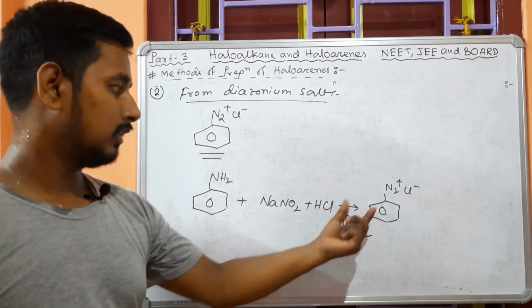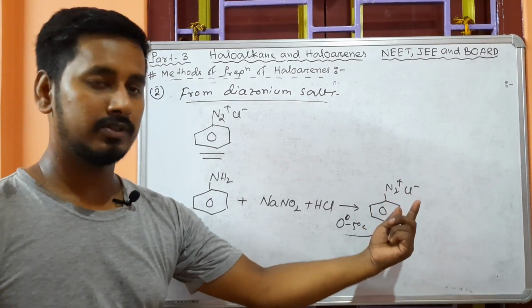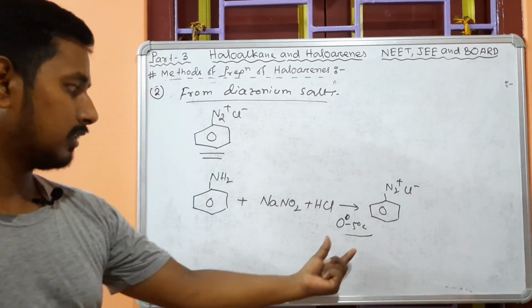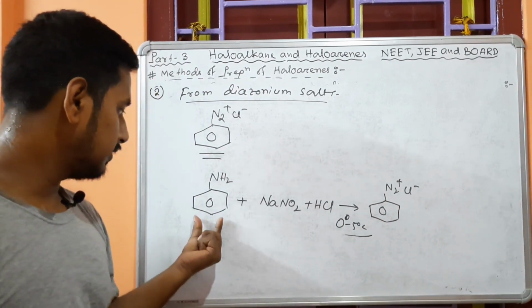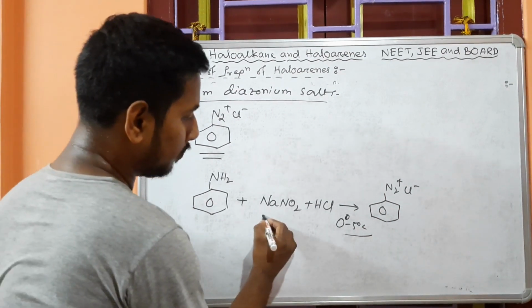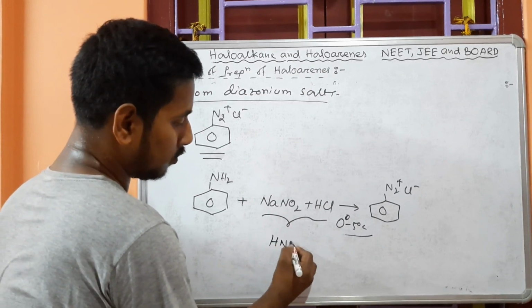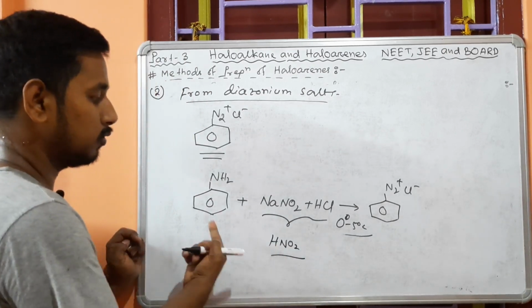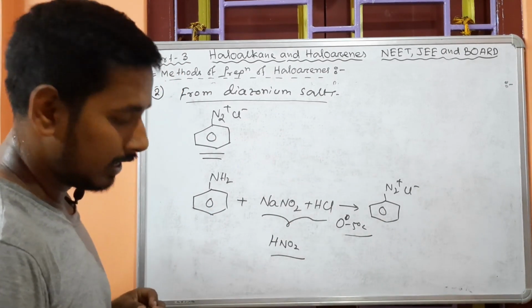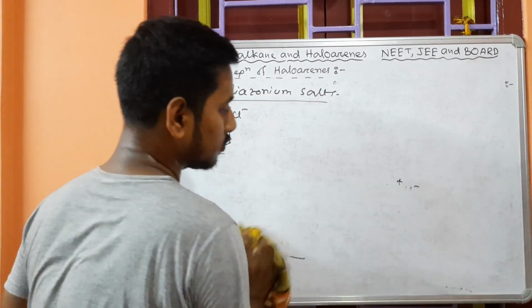Otherwise this diazonium salt will not form, and nitrogen will be removed as nitrogen gas from this reaction at higher temperature. Remember this thing. The temperature is the most important here. So this is aniline, and when aniline reacts with HNO2, HNO2 meaning NaNO2 plus HCl, you get HNO2, and this HNO2 reacts with aniline and you get benzene diazonium chloride.